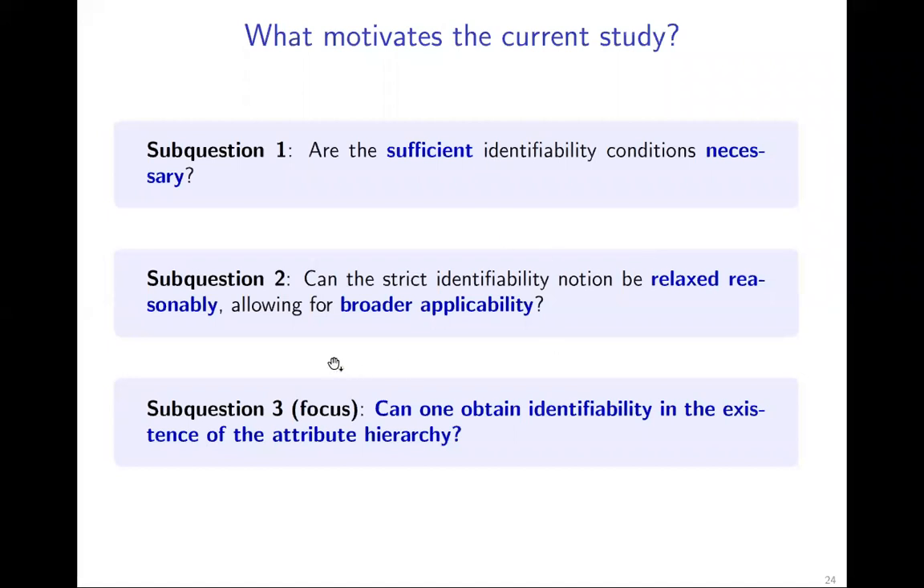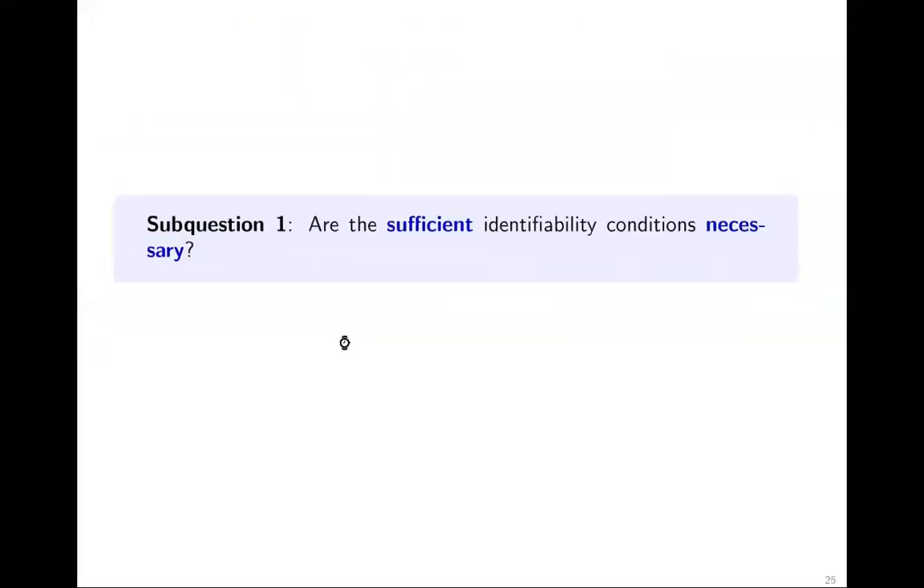And sub-question number 2 is, can the strict identifiability notion be relaxed reasonably to allow for broader applicability? And the third sub-question is the focus. It is regarding identifiability in the existence of the attribute hierarchy, because to our knowledge, none of the works in the literature have considered identification in the existence of the attribute hierarchy graph. And this is indeed a much more challenging problem. So I will just briefly talk about the first two and focus on the third one.